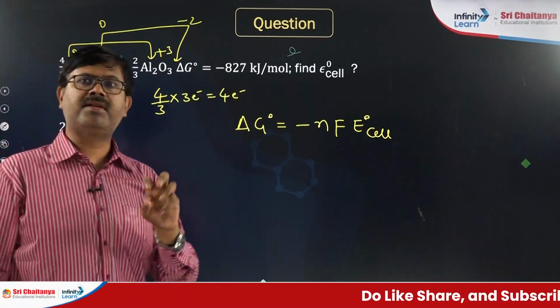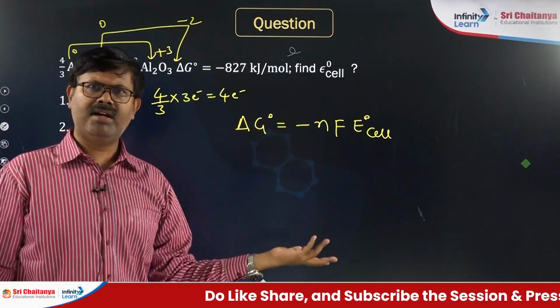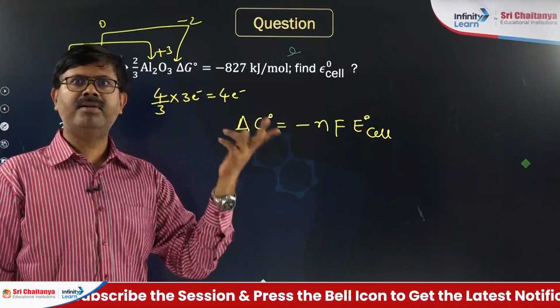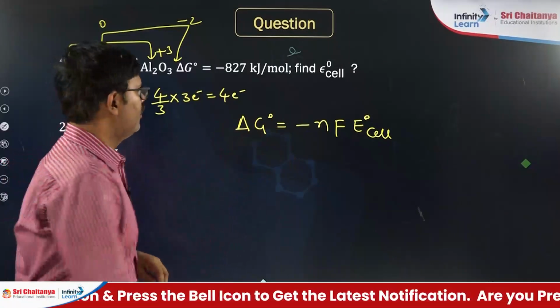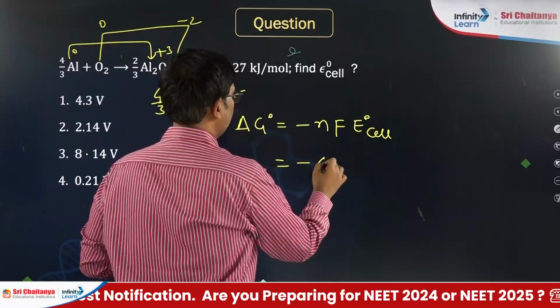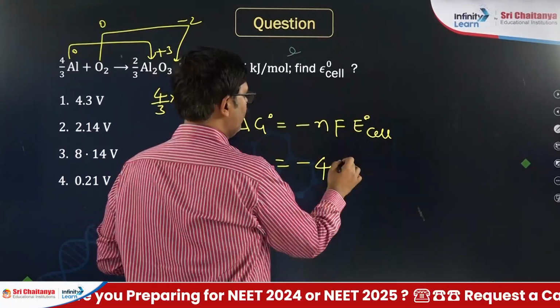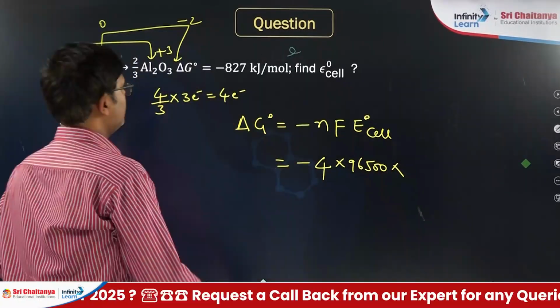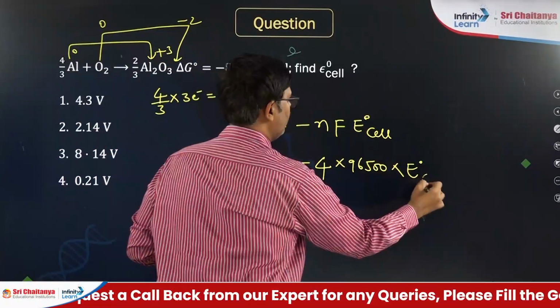Total moles of electrons involved is 4. If you take oxygen also, you will get the same only. 2 oxygens involved, each oxygen 2 electrons. So 2 into 2, 4. So N is 4 here. And E naught cell, we need to calculate that only.